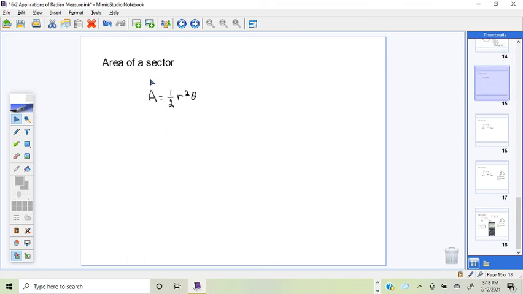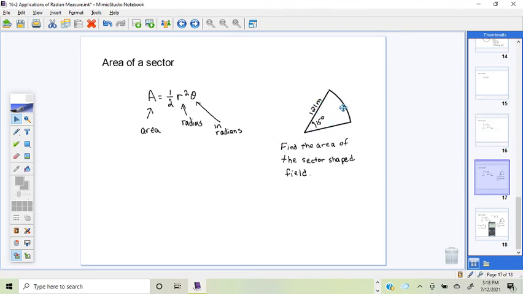Hopefully you have. We also have an area of a sector, if you remember from geometry. Once again, this formula is a little bit simpler once you're putting radians into the picture: 1/2 r squared theta. Area, radius, and theta in radians, or it doesn't work. And a sector of a circle is simply the pie shape. In other words, the area of this slice of pizza.